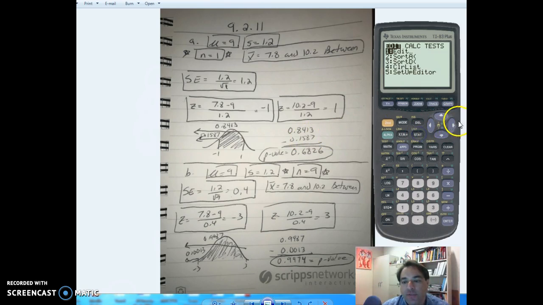And then we do the other one, test, z-test, but we change it to x-bar of 10.2. And then we go to, let's do calculate this time. Calculate just gives you the number, 0.8413. You subtract to get the 0.6826.